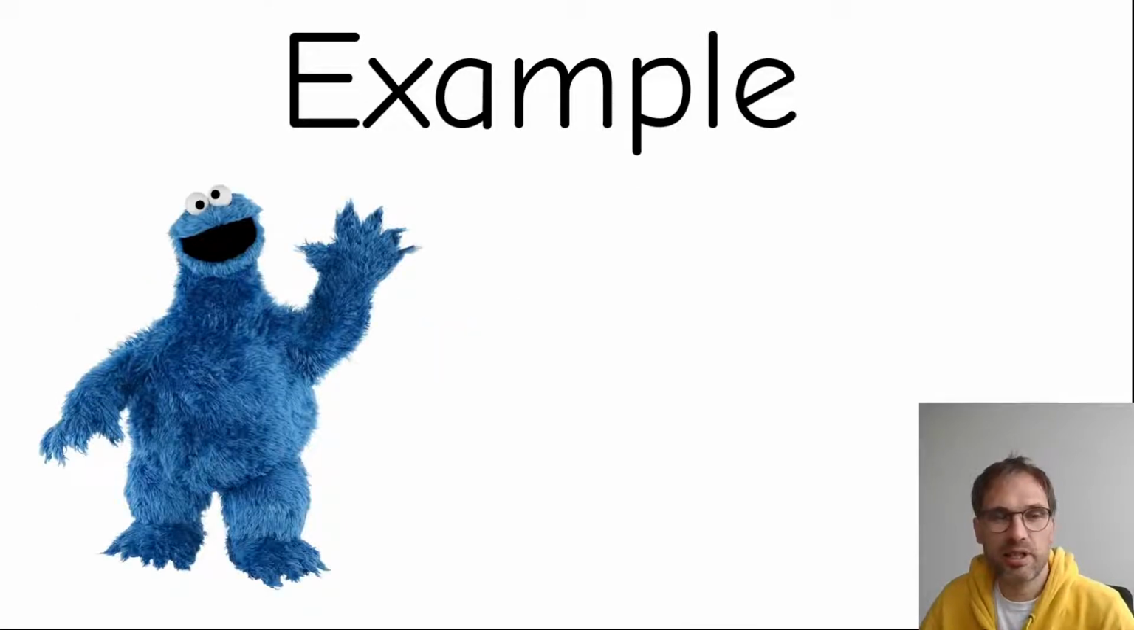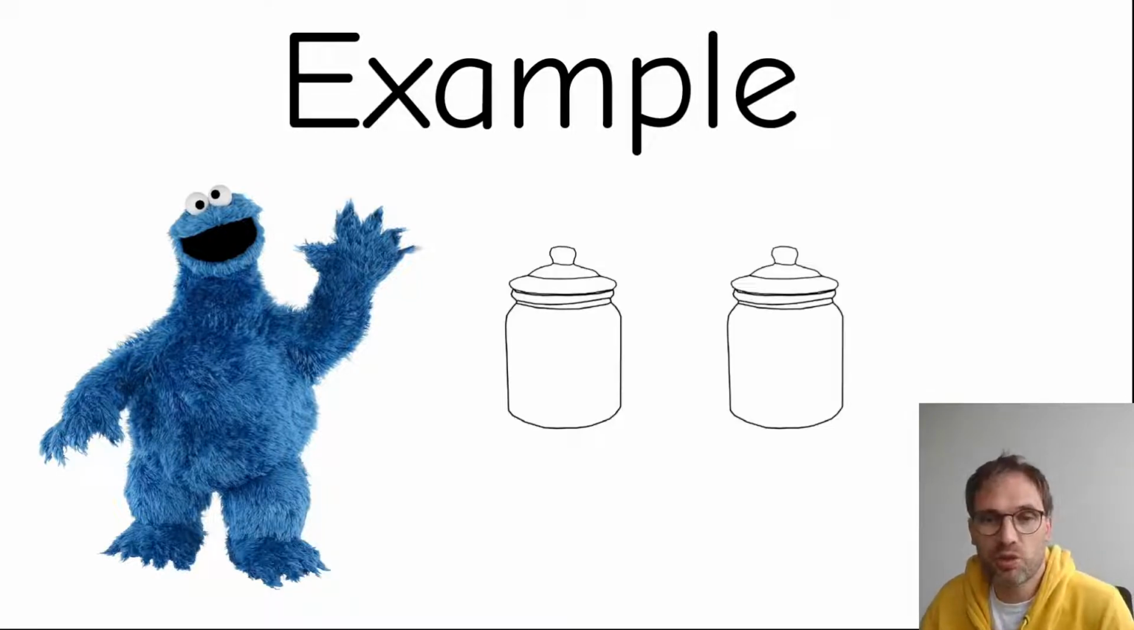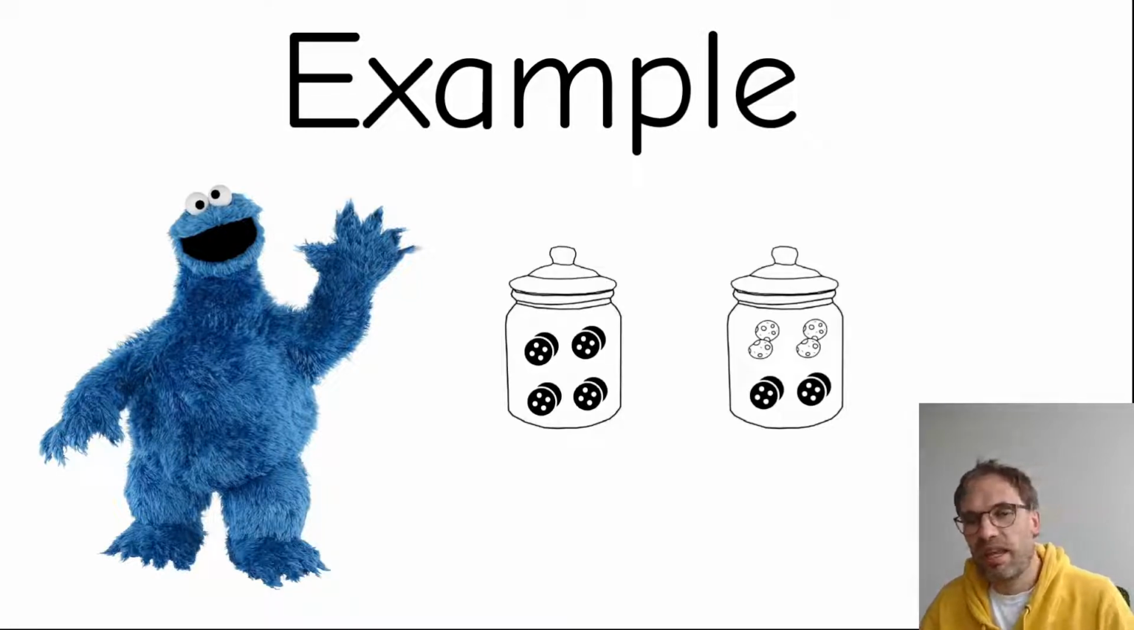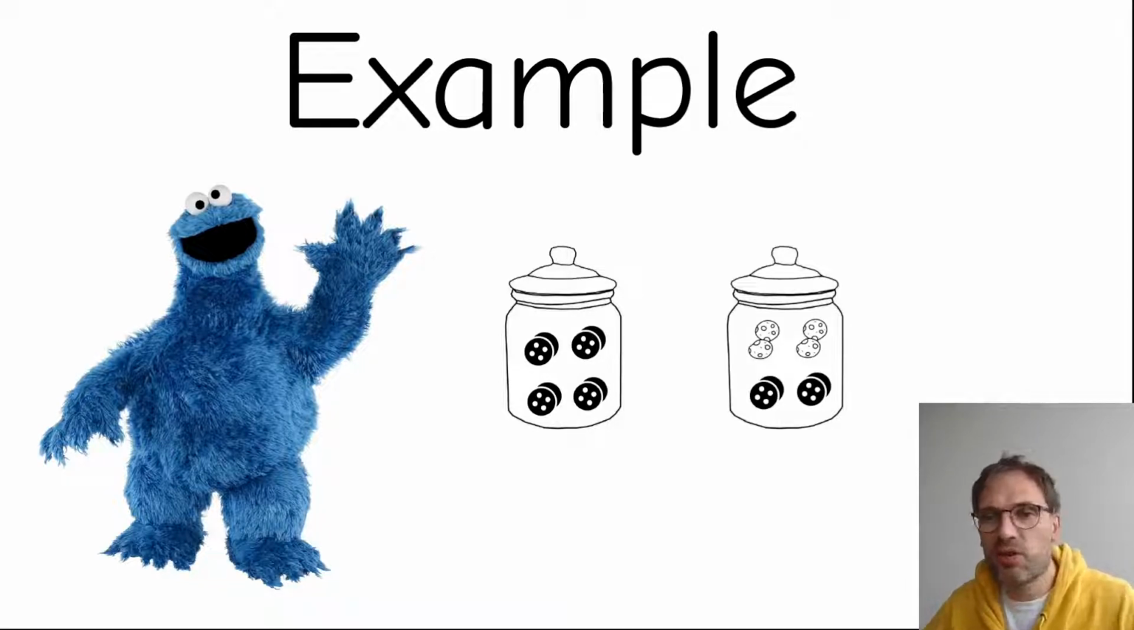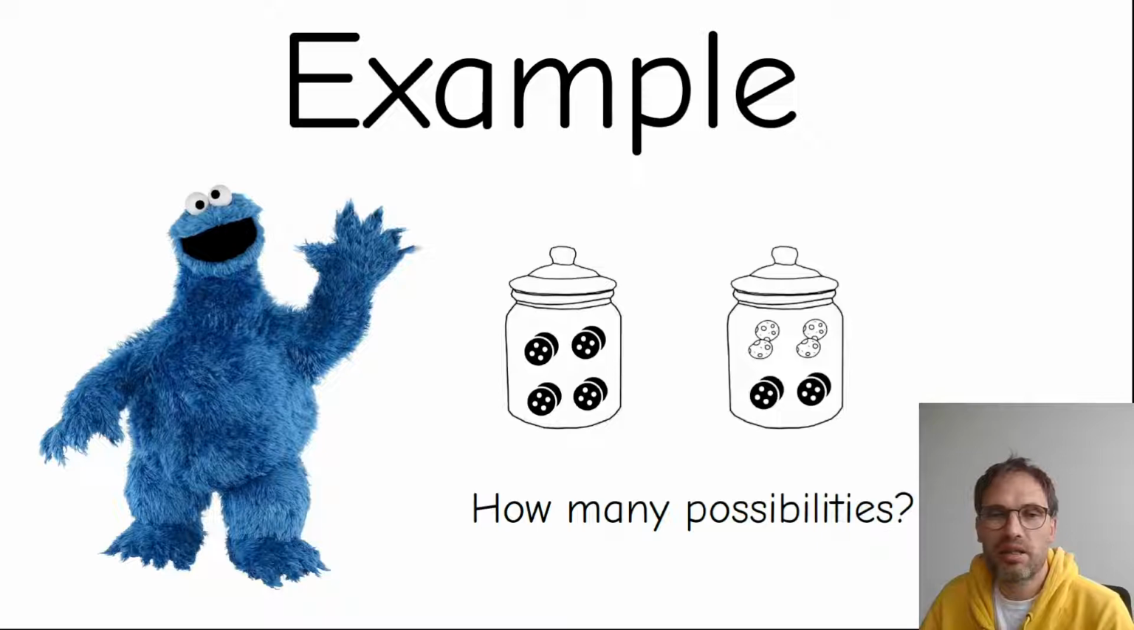A second example: think about Cookie Monster. Cookie Monster has two jars and lots of cookies, and he wonders in how many different ways he can arrange his cookies in these jars. That's a classic combinatorial counting question. Counting is an important topic in discrete mathematics, but it's not the only one, and often we count more complicated things.